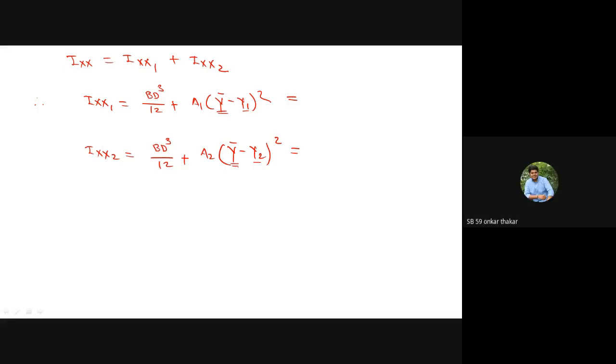Sir, Ixx1 is 20.31 into 10 raised to 6 mm raised to 4. This is Ixx1. Please check your answers, others. Yes, 20.31 into 10 raised to 6 mm raised to 4. If you have calculated Ixx1, then calculate Ixx2.